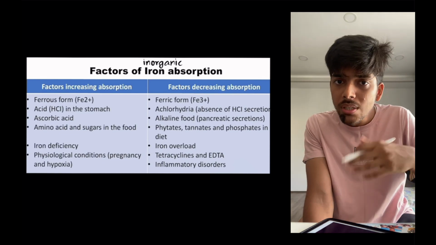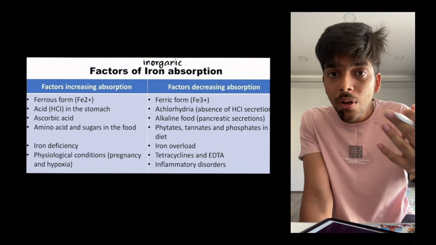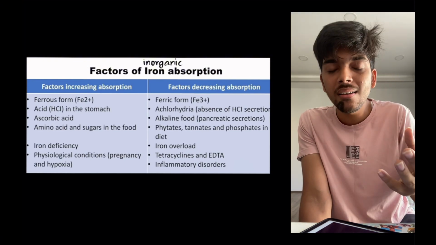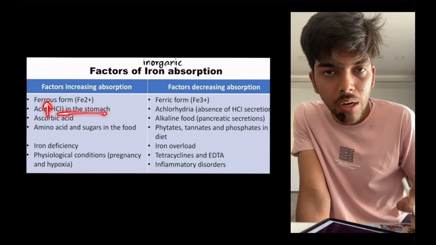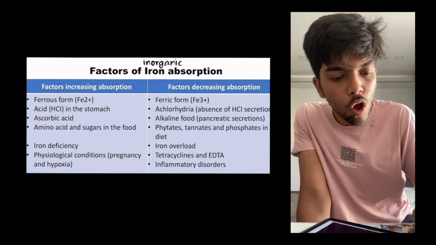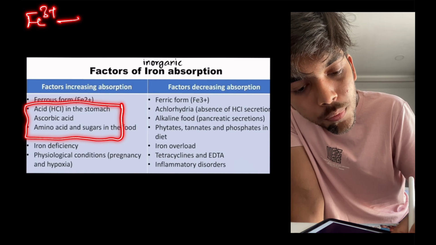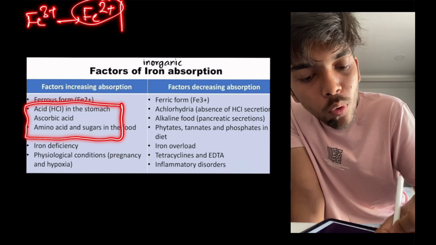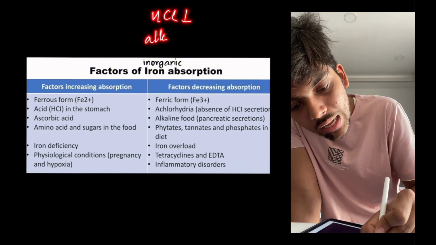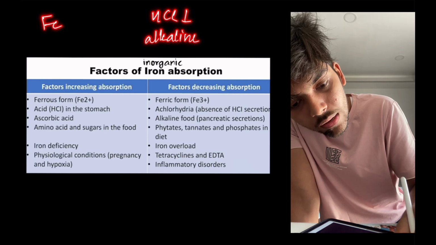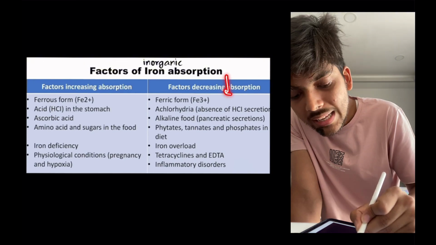So obviously those environments that maintain more ferrous form will increase the absorption of iron. And what will maintain more ferrous form? Reducing agents. What are reducing agents? Your acids. So more HCl in stomach, more ascorbic acid, amino acids. These acids convert ferric form to ferrous form. They reduce ferric to ferrous form. More ferrous form, more absorption. On the other hand, if there is less acid or if there is alkaline form, then ferric will not be converted to ferrous. There will be more ferric and there will be less absorption.